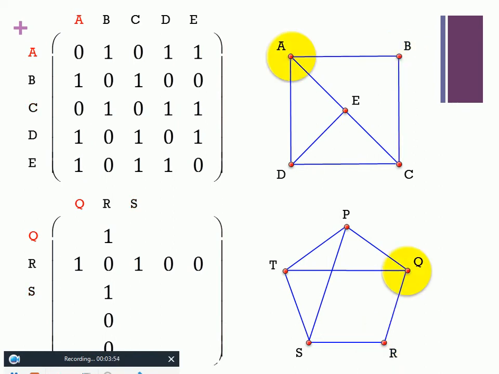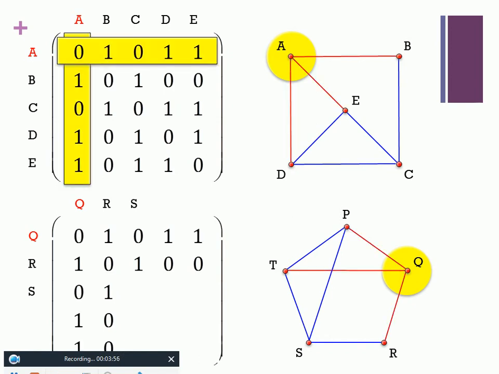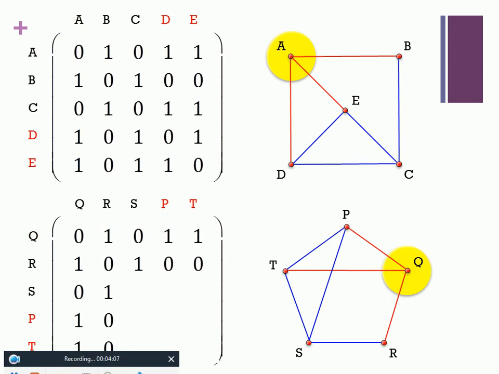So let's have a look at A and Q. A is connected to B, D, and E. And we can see that Q is connected to R, P, and T. So now we can say that D corresponds to P and E corresponds to T, and we have our identical matrix, so the two graphs are isomorphic.